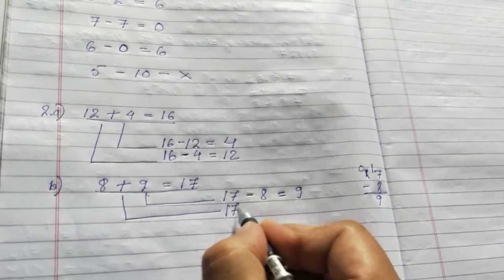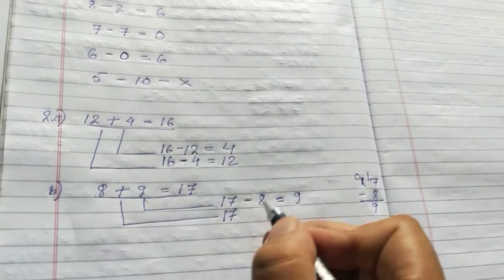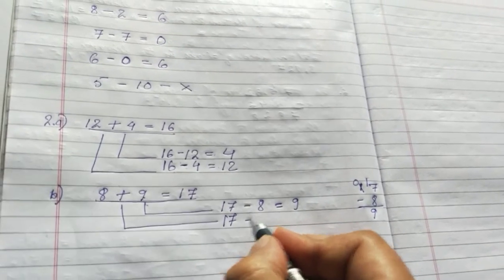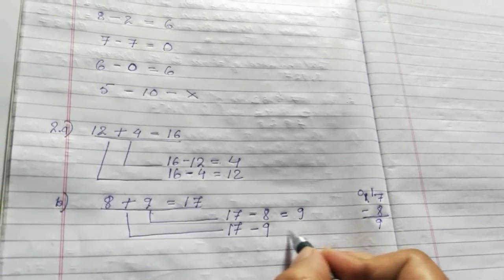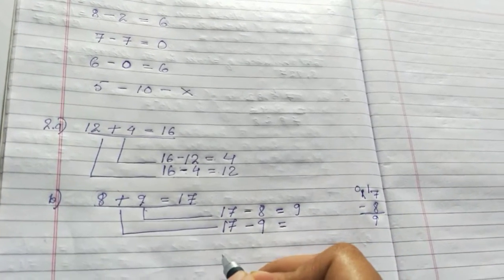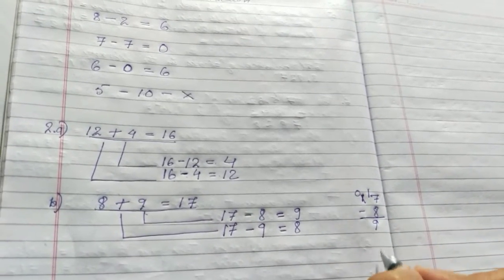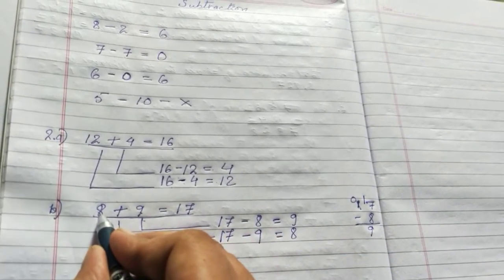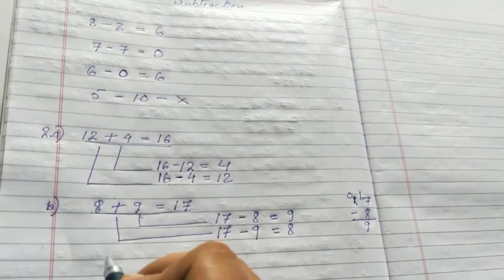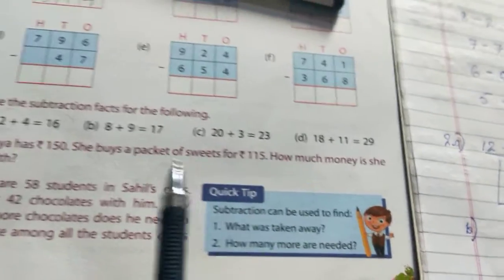Again you write the answer that you got after adding 8 plus 9, which is 17, minus the next number, which is 9, and the answer will be 0. You don't have to work it out at the left hand or right hand side. You simply write the number which is at the first. These are the subtraction facts of this whole sum. Similarly you are going to do C and D in your copies.